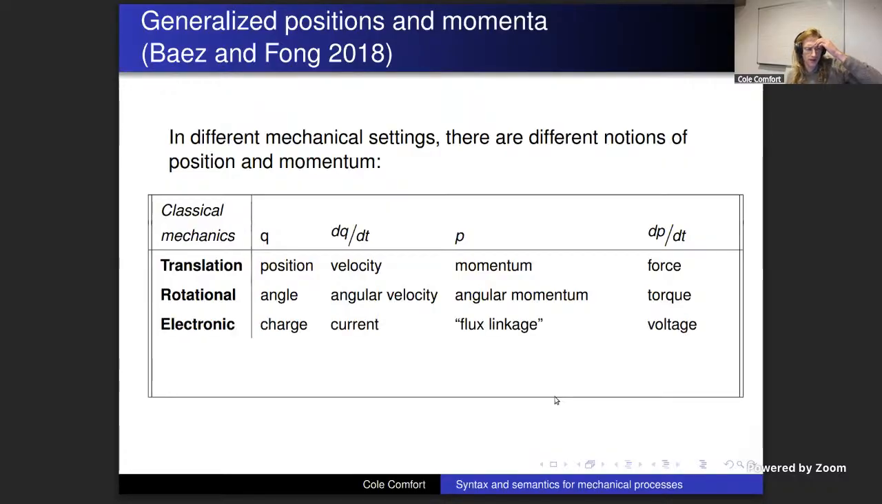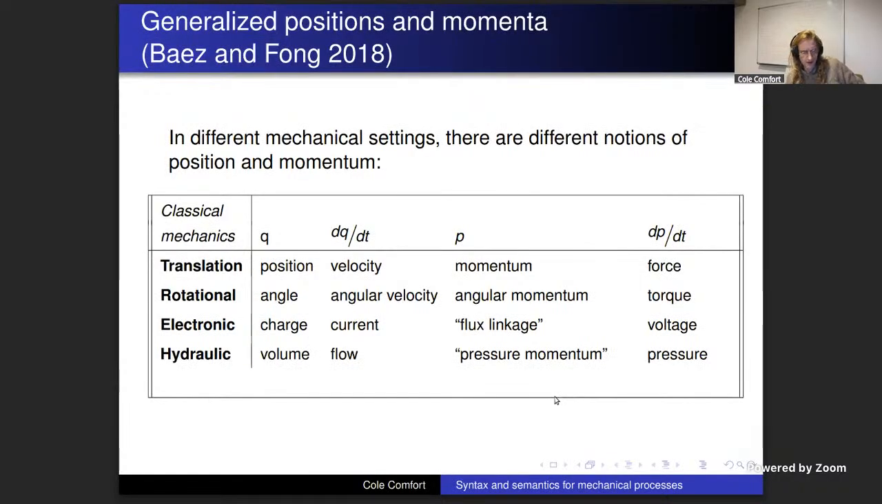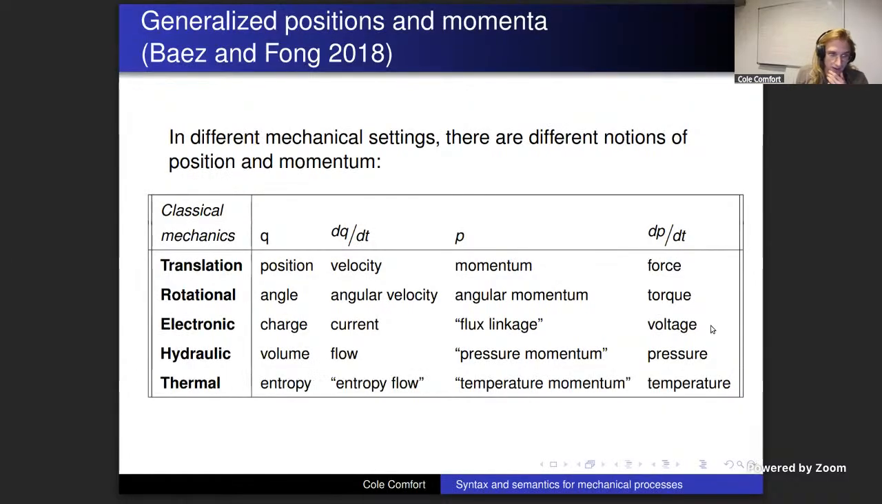You can do the same thing in electronics. So you have current, charge, flux linkage, which is kind of a non-standard term, and voltage. In hydraulics, you have volume flow, and then pressure, where pressure momentum is just not usually used, because Hamiltonian mechanics came after Lagrangian mechanics. So usually in the past, people were more used to thinking about velocity instead of momentum. And in thermal mechanics, you have entropy and temperature. And if you take the derivative of temperature with respect to time, you get your notion of momentum here.